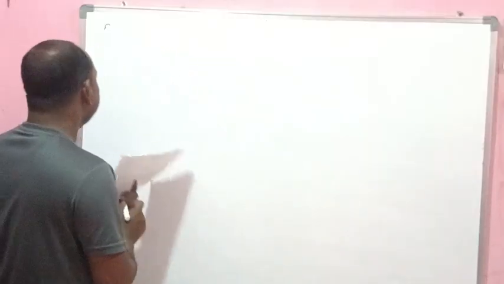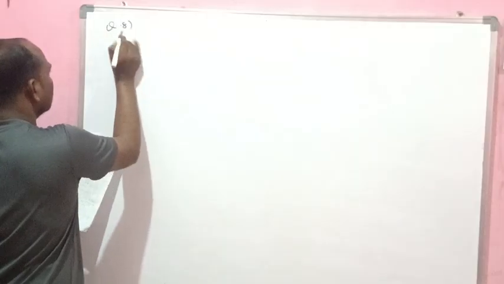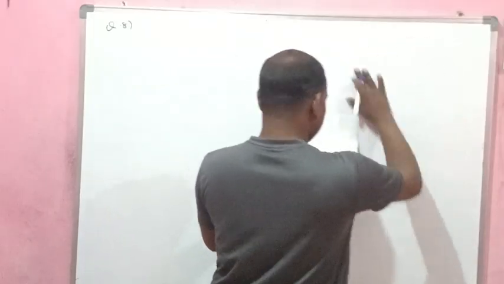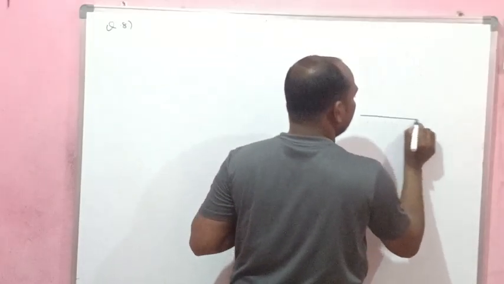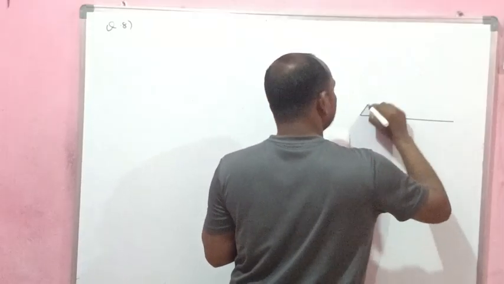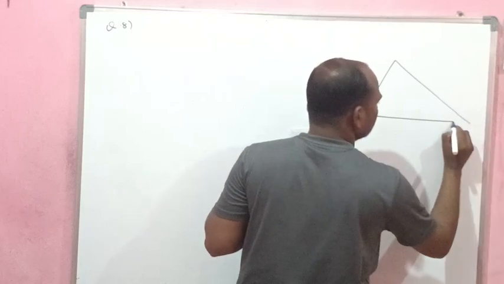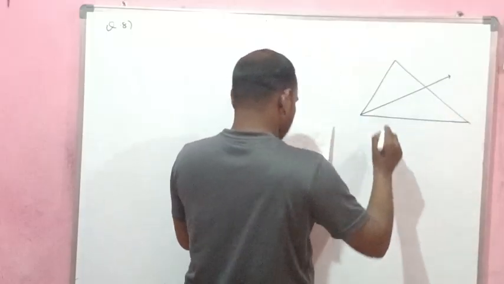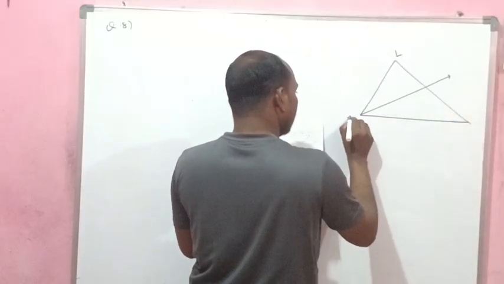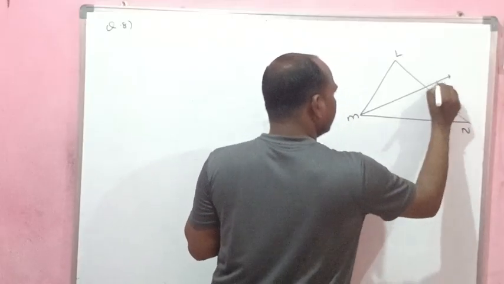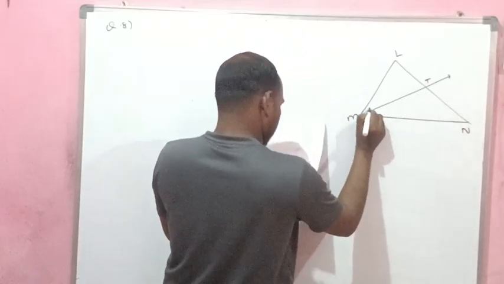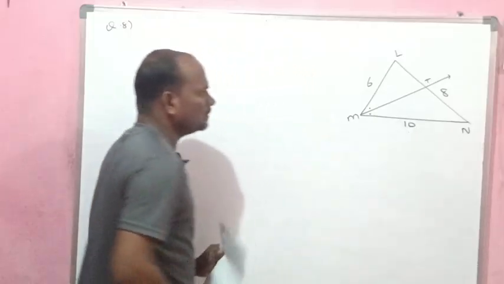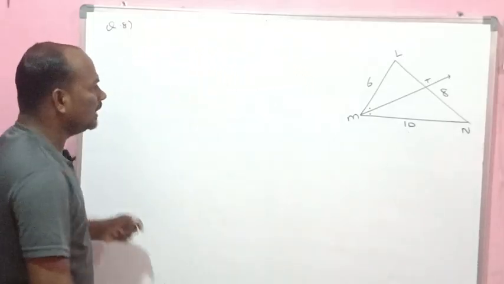Another is question number 8. Find the value of LT. Now the diagram will be: this is L, M, N, T. This is the angle bisector, with 6, 8 and 10. We can find the value of LT.